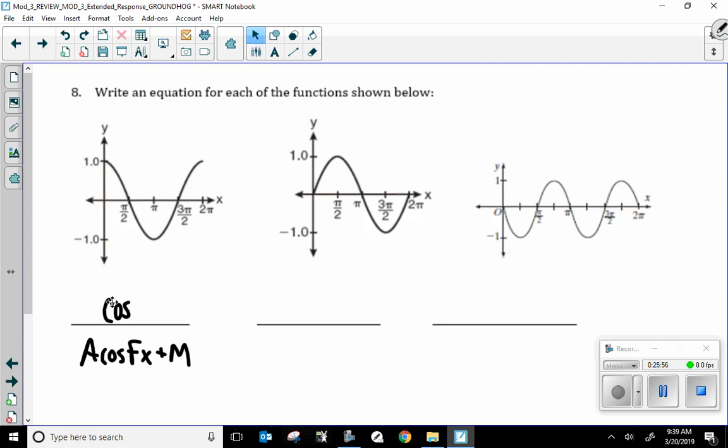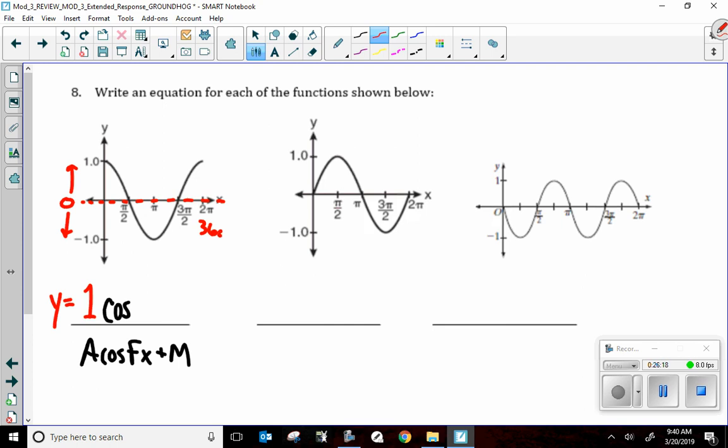Okay, so where's the midline here? The midline is at 0. Okay, and the amplitude, I go up 1 and down 1. So my amplitude is 1, even though I don't have to write it. What's my frequency? My frequency, by definition, is the number of curves in 360 degrees. This is 360. How many cosine cups do I see here? I see 1. So that is 1x.